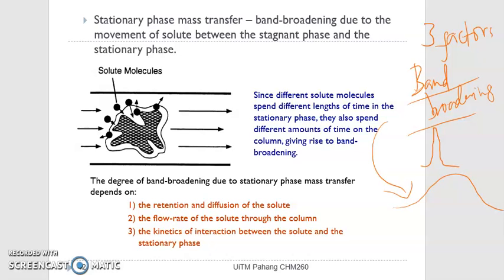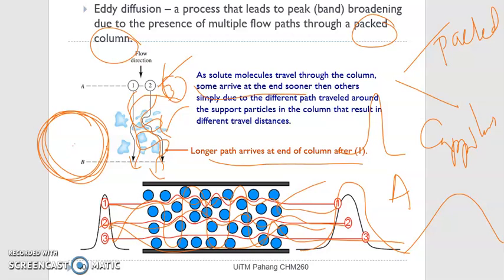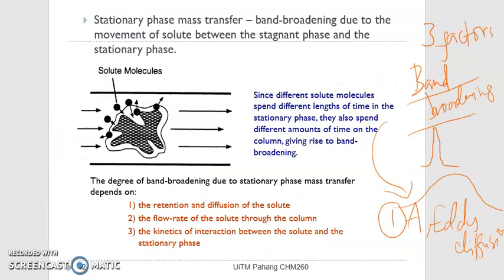Number one is multiple path, or eddy diffusion, the A term. We call it eddy diffusion, which we have discussed earlier. So what happens when there are a lot of particles? The solute will move or travel through different paths, so it will reach the detector at different times. So it will give you band broadening, or a broad band.